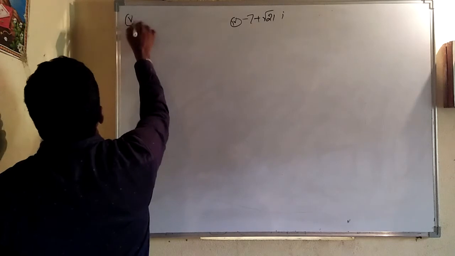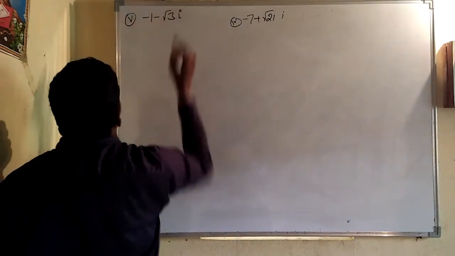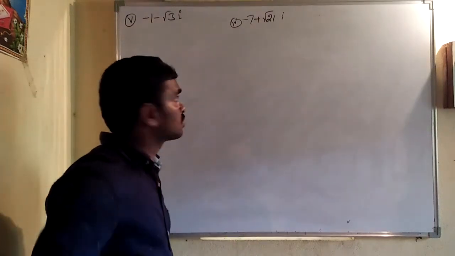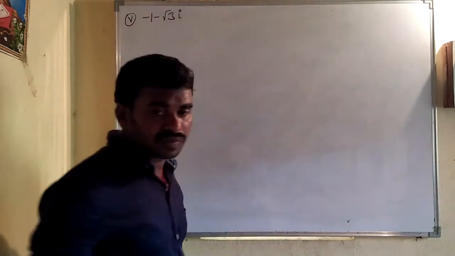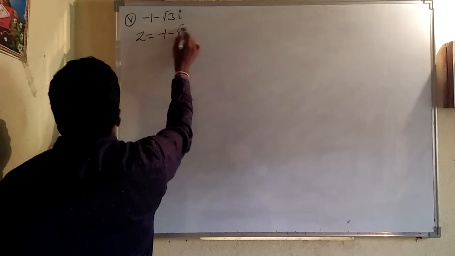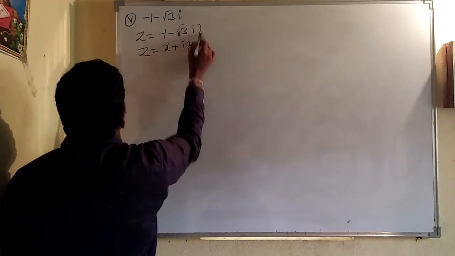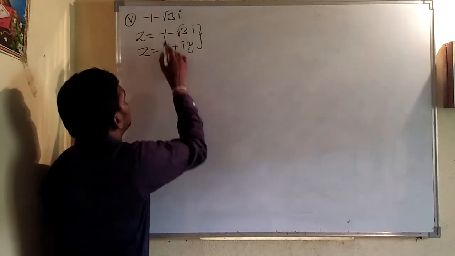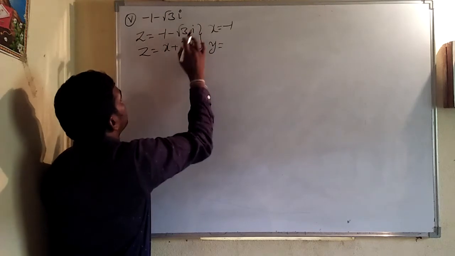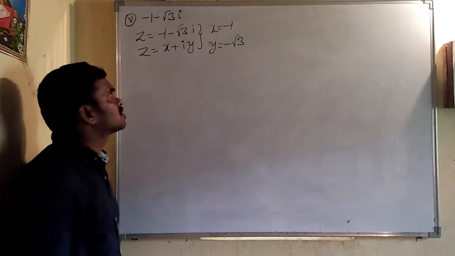Next, the fifth one: find the polar form of the complex number -1 minus root 3i. Let z equal -1 minus root 3i. Generally, a complex number is x plus iy. So what is x here? X means -1. Y means minus root 3. So both are negatives.